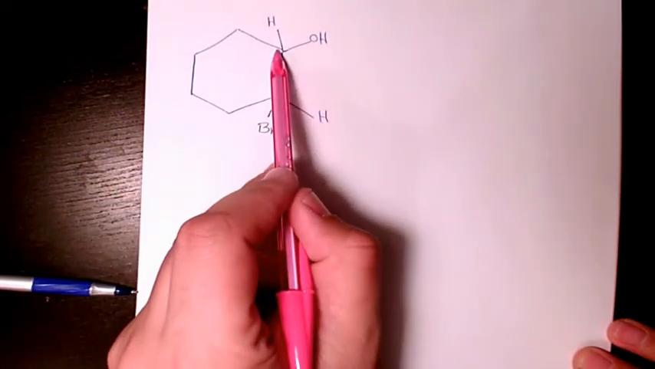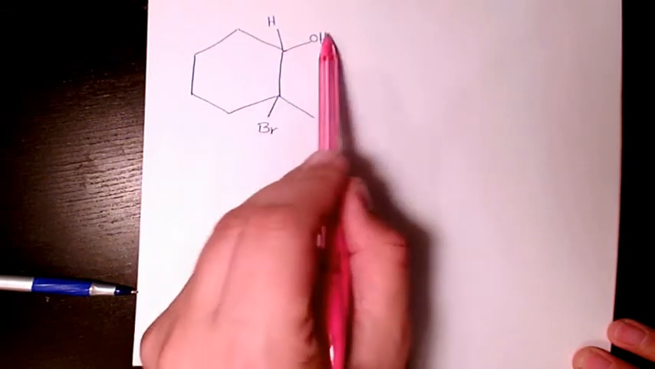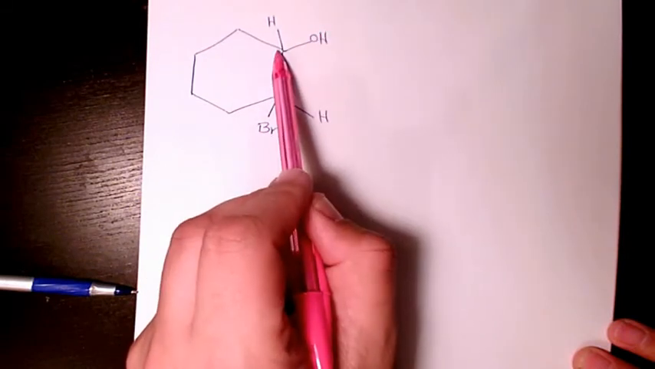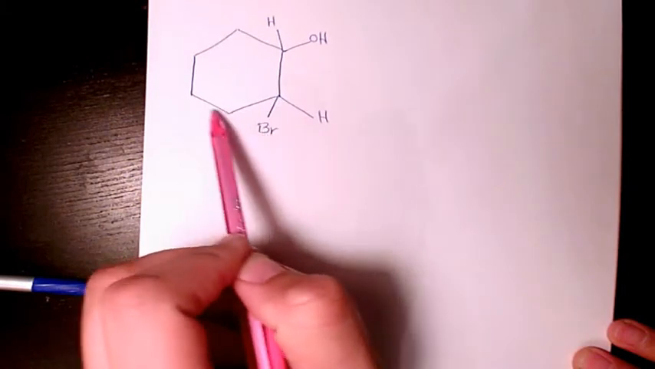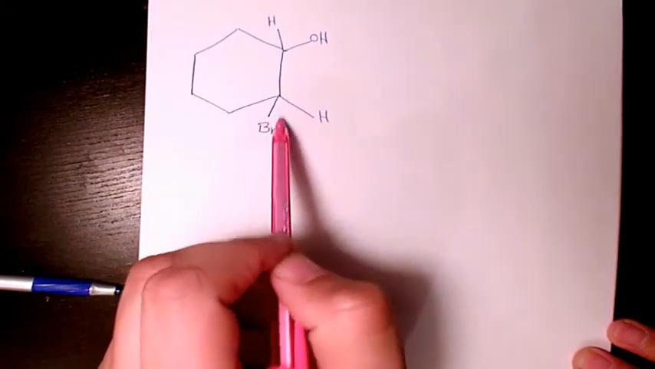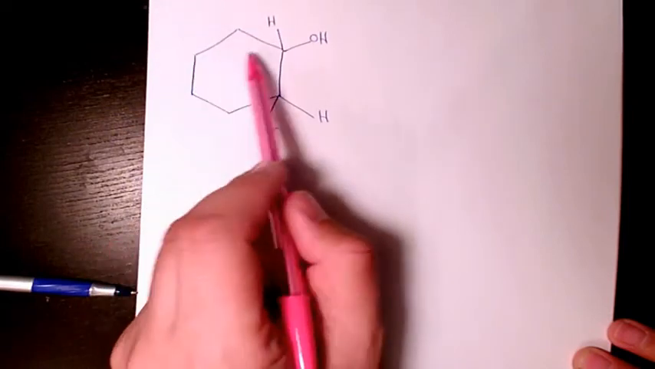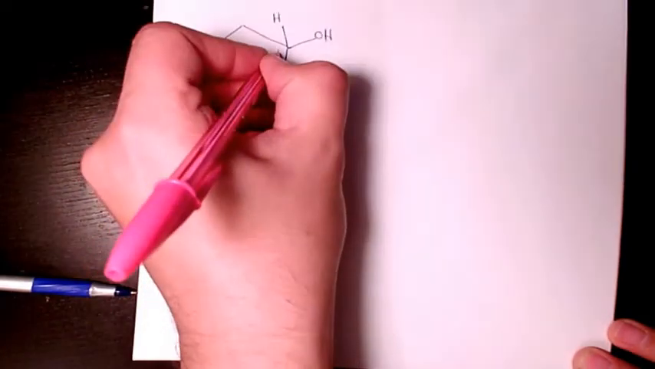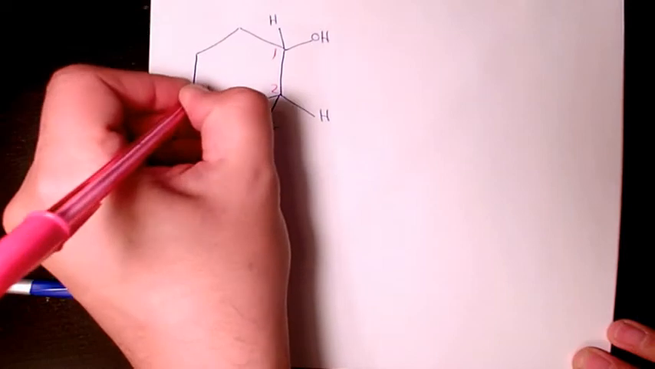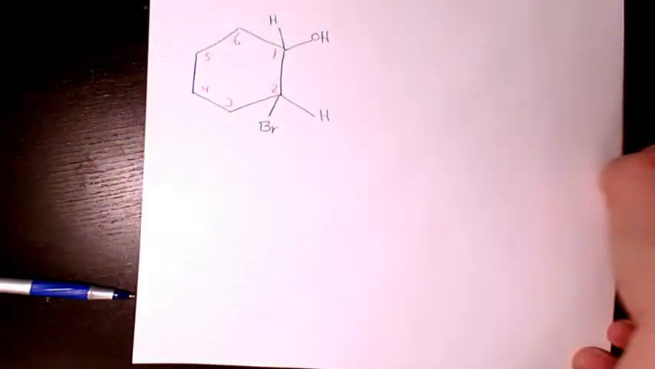We need to start from here because that's where we have the hydroxyl group, and we need to go this way because bromo has the lower number. If you go there, it's not going to be correct because that's far from here. So we have 1, 2, 3, 4, 5, and 6.